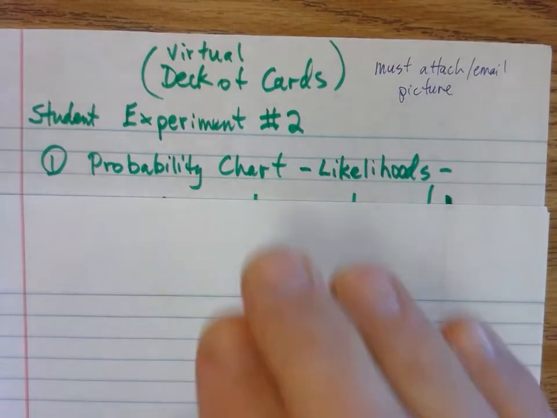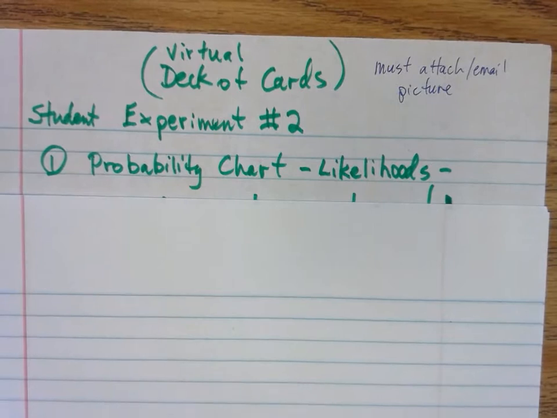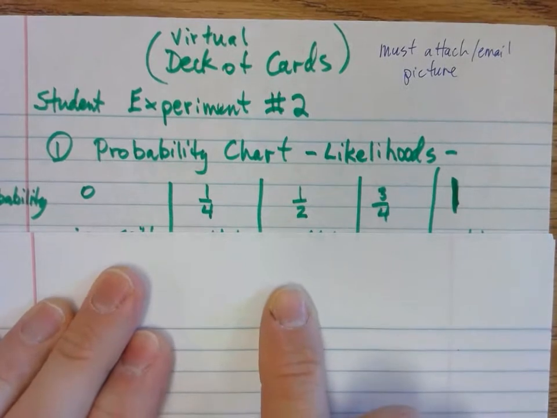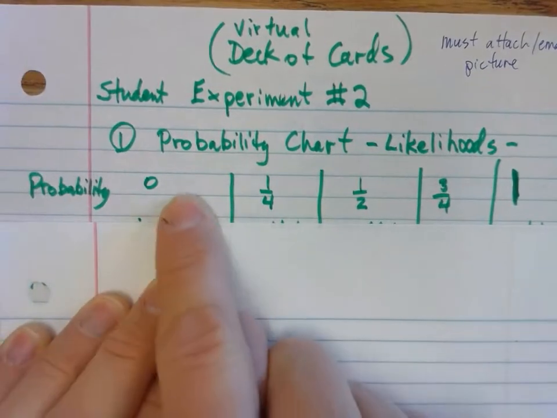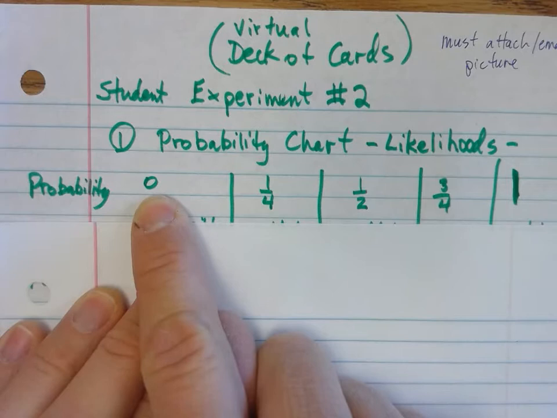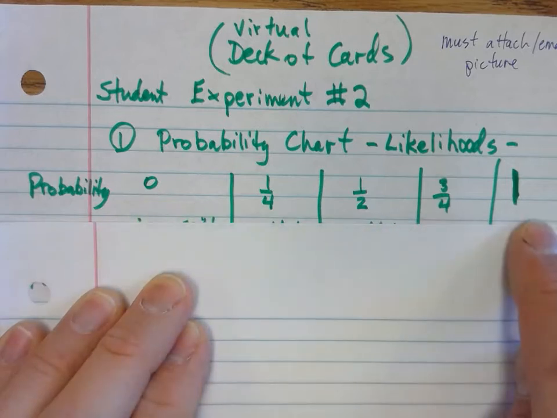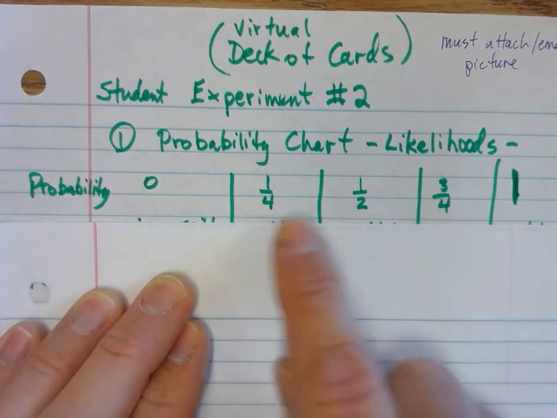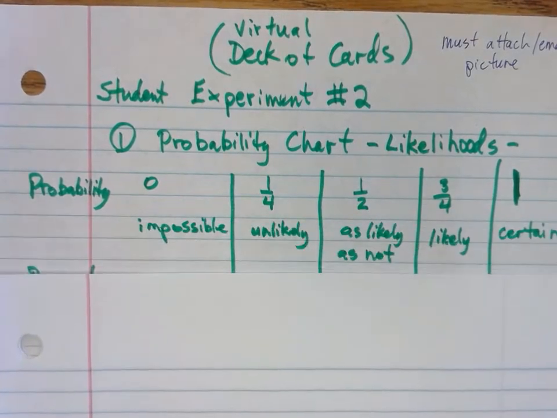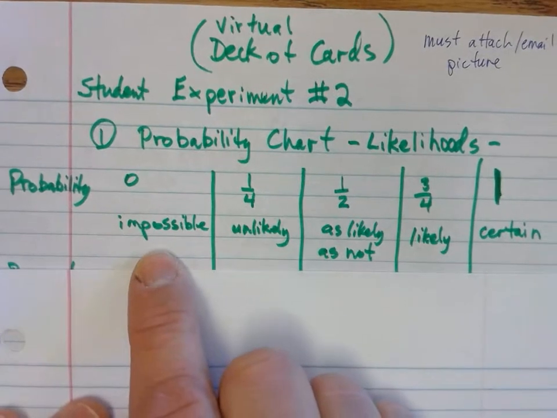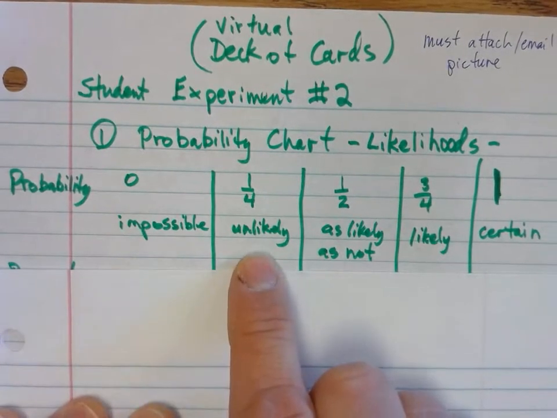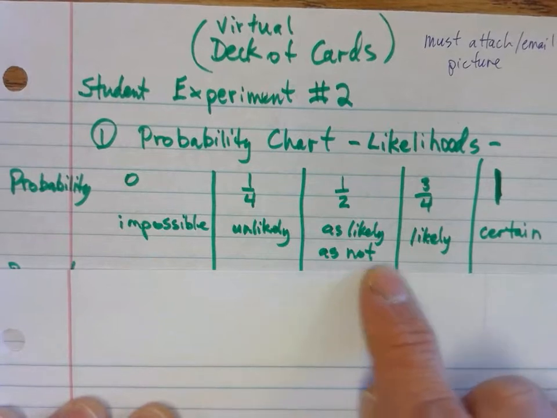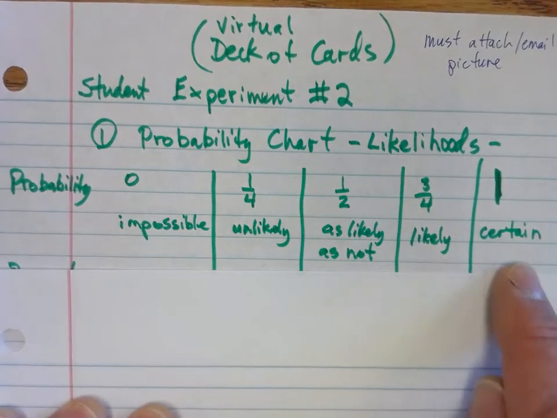I do want to review this because today we're going to start tying in some of the stuff I did at the beginning about likelihoods. On the probability likelihood chart, over here on the left, you've got a probability of 0. Over here on the right, you've got 1. And these are the major ones in between: you've got a half, a fourth, and 3/4. The words that go with them: 0, of course, is impossible. 1/4 is unlikely. Half would be as likely as not. 3/4 is likely, and 1, of course, is 100%.